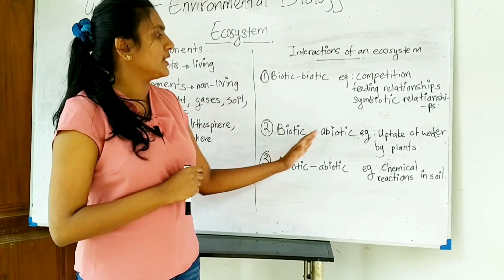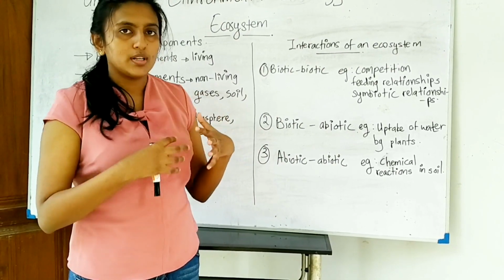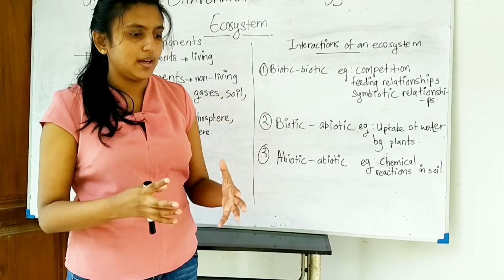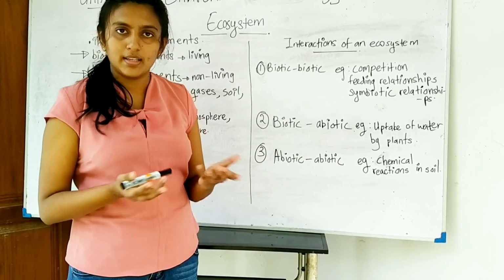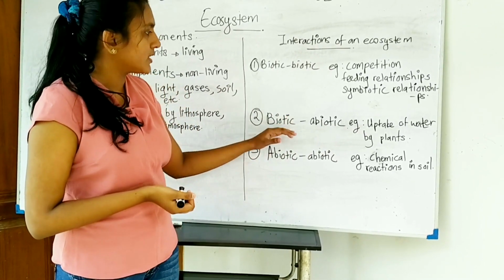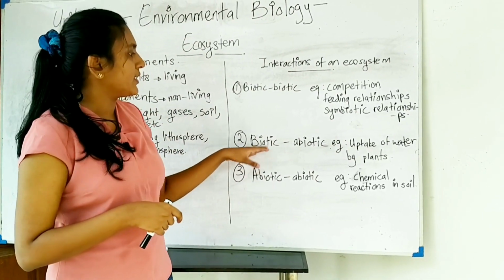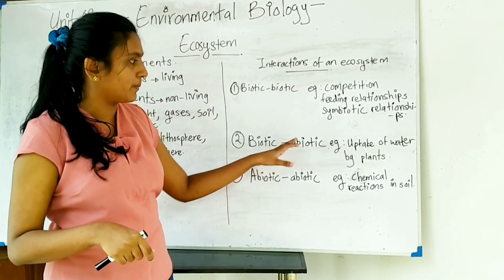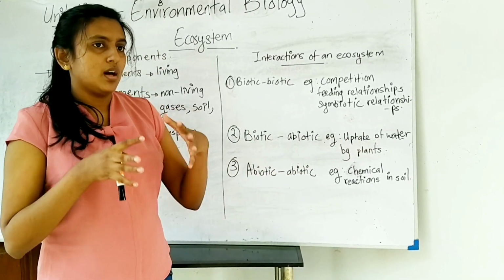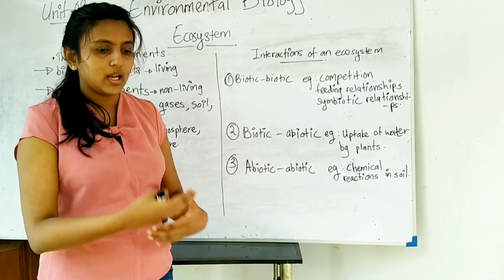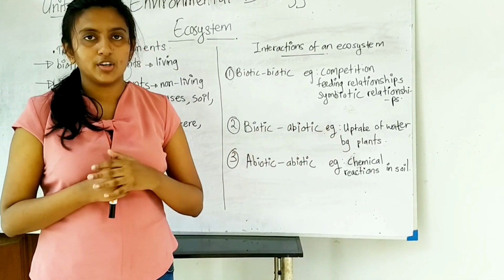Coming to abiotic interactions, without the abiotic factors, living organisms simply cannot exist. If we consider a plant, without taking up water from the soil solution, plants cannot live. Plants cannot survive without water. Likewise, without abiotic factors, biotic factors cannot really survive. Therefore, these interactions are highly important. One such example mentioned is the uptake of water by plants. Plants, through the roots, take up water in the soil solution. That's an example of a biotic-abiotic relationship.